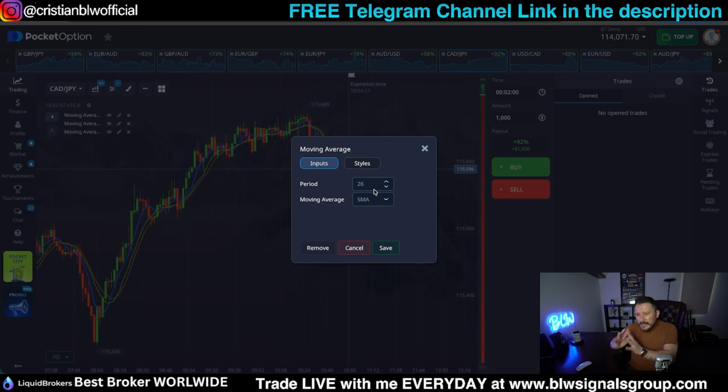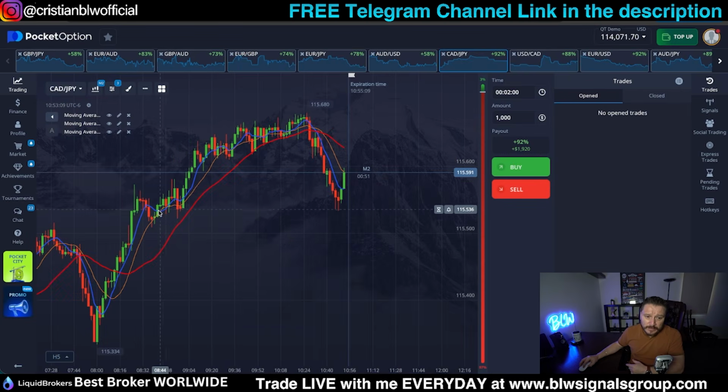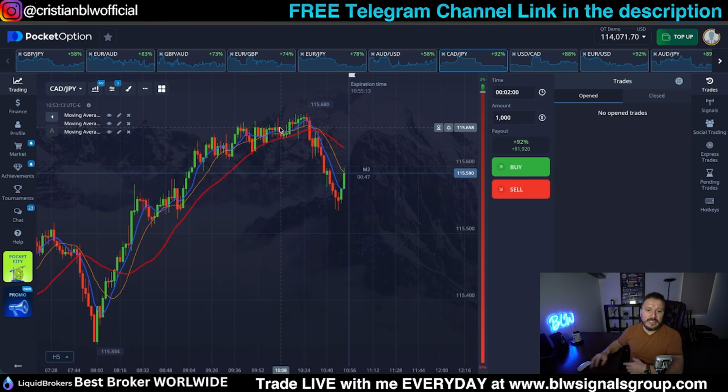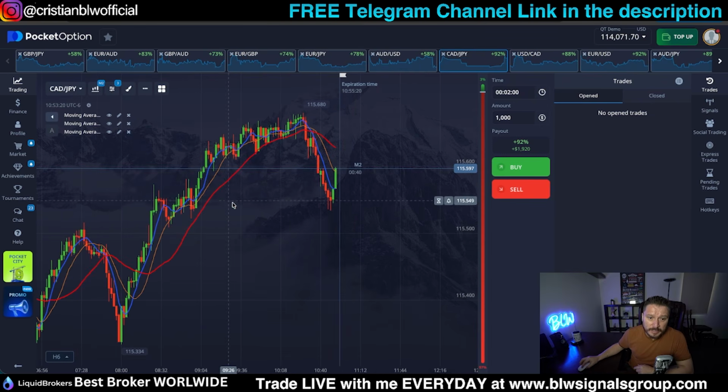This is really not as important. This is only to determine the trend. You can leave it at 26 or you can leave it as 50. The point is that it actually identifies the trend. For instance, right here, if the red line or this moving average is below the candlesticks, we're talking about an uptrend, and a downtrend if it's above the candlesticks. Okay, that's basically what it is.